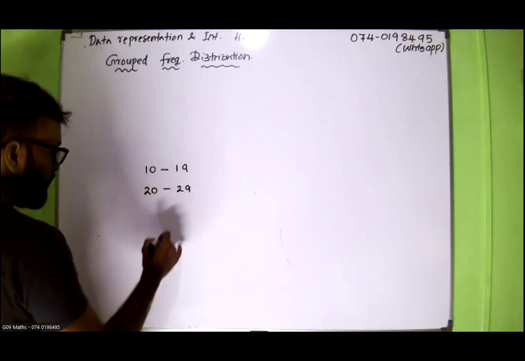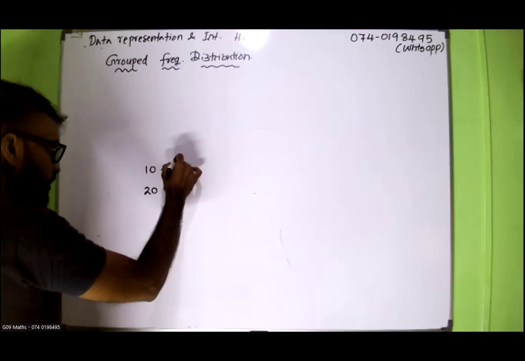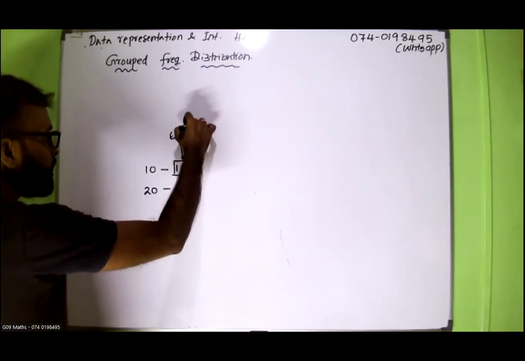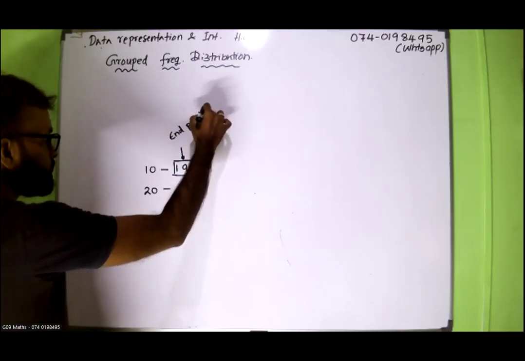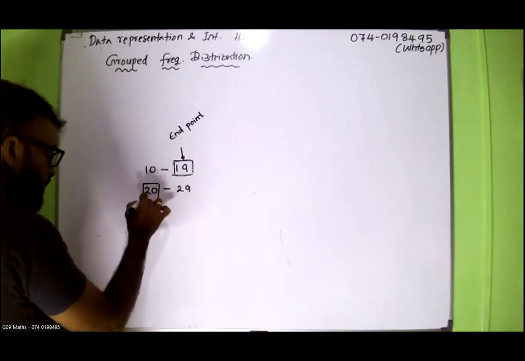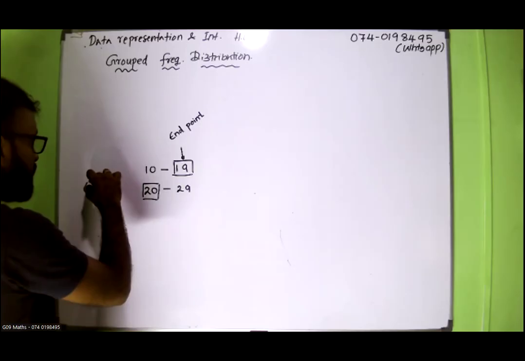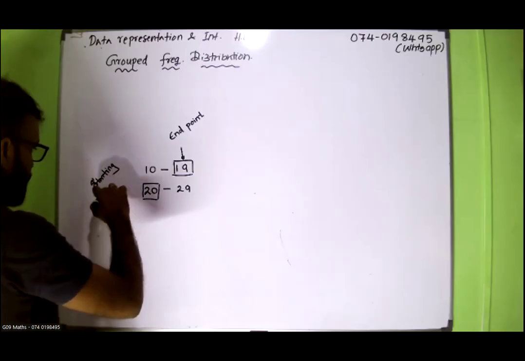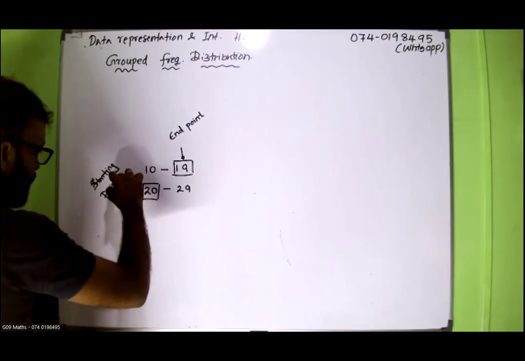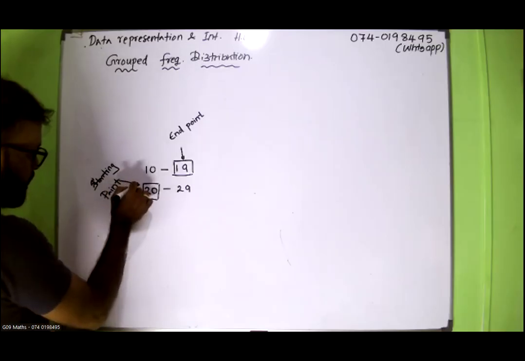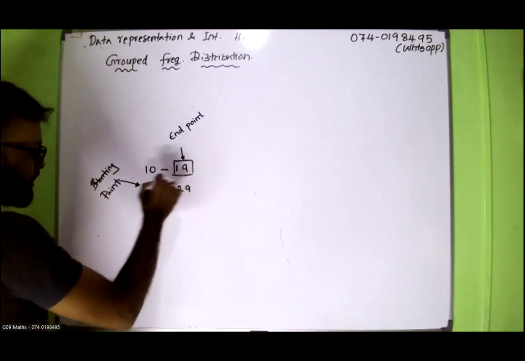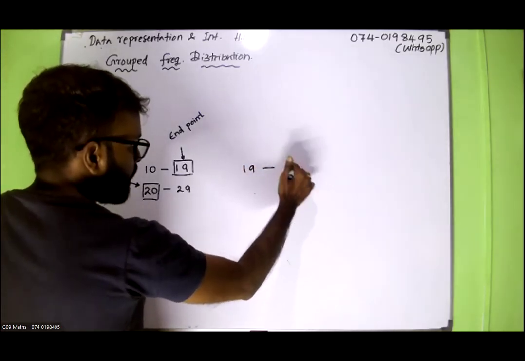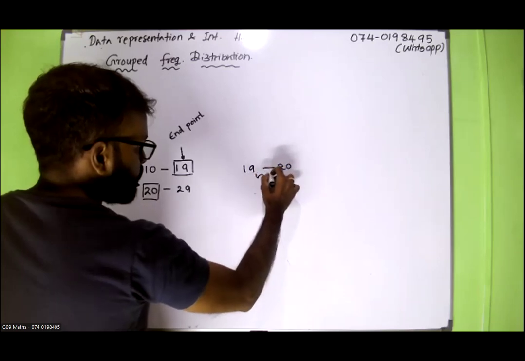29. Now, this is the endpoint of the first class interval, and this is the starting point of the second class interval. Now there is a gap between 19 and 20. Between these two values, there is a gap.